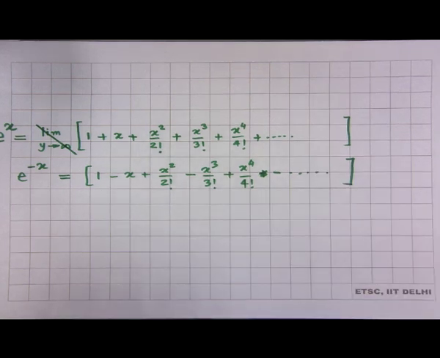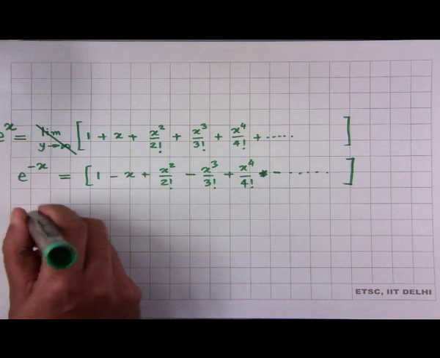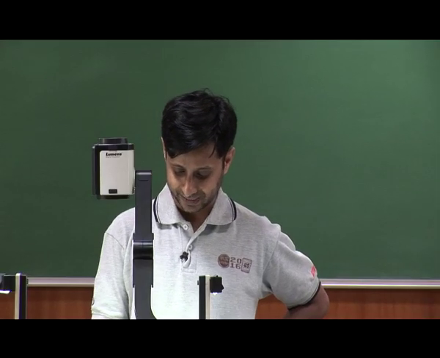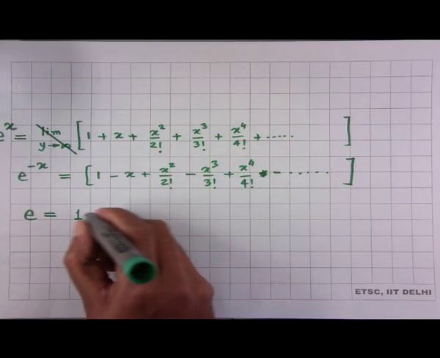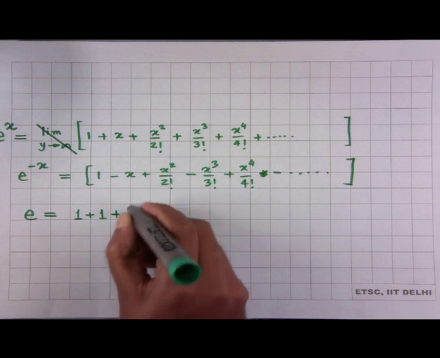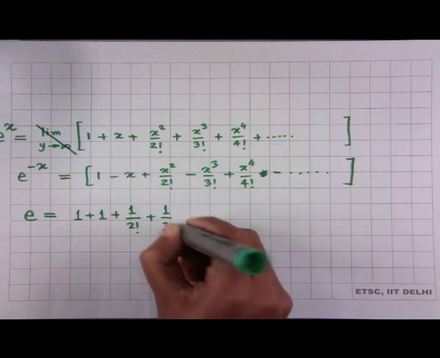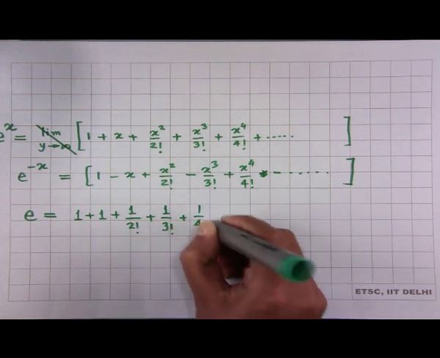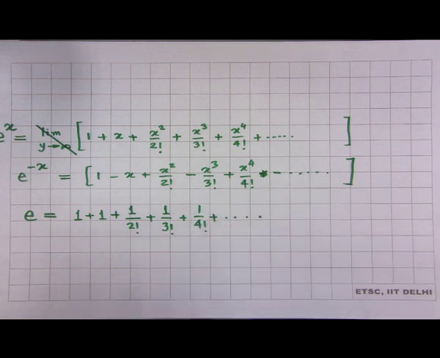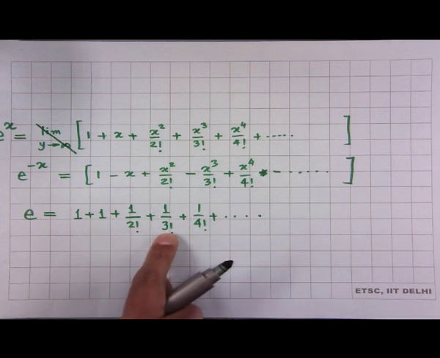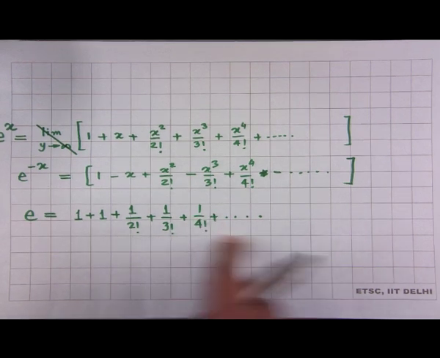right. And what is E itself? Just plug in x equal to 1. If I plug in x equal to 1, what do I get? 1 plus 1 plus 1 by 2 factorial plus 1 by 3 factorial plus 1 by 4 factorial, and so on and so forth. Okay, you work it out, 2.5, 2.77, right, and then so on and so forth.